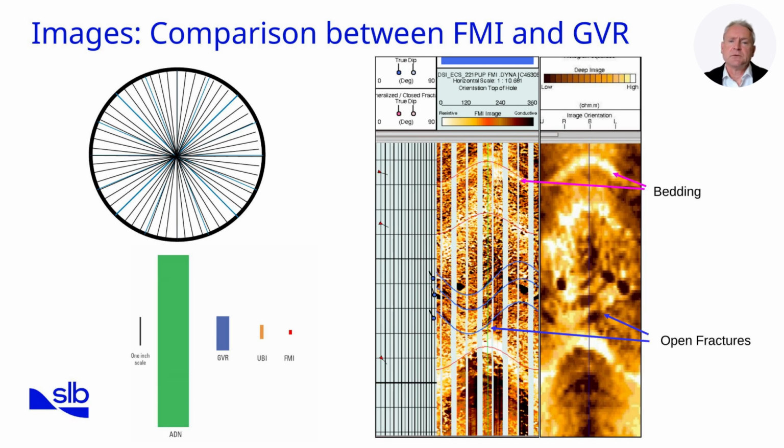The key difference between FMI and GVR lies in application. FMI is excellent for post-drill evaluation, but it requires pulling the drill string and running wireline. GVR provides images in real time, enabling immediate geosteering adjustments. This comparison highlights the trade-off between ultimate resolution and operational timeliness. In practice, LWD imaging is the tool of choice for geosteering as it balances resolution with real-time availability.